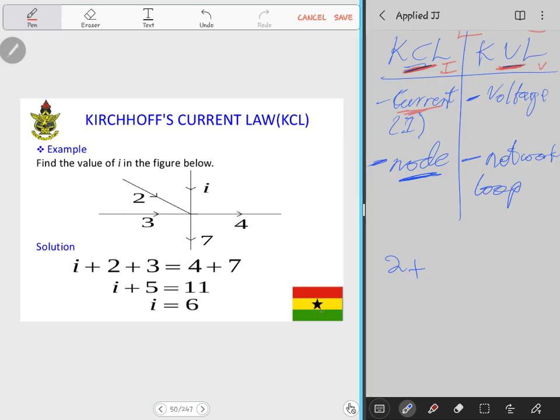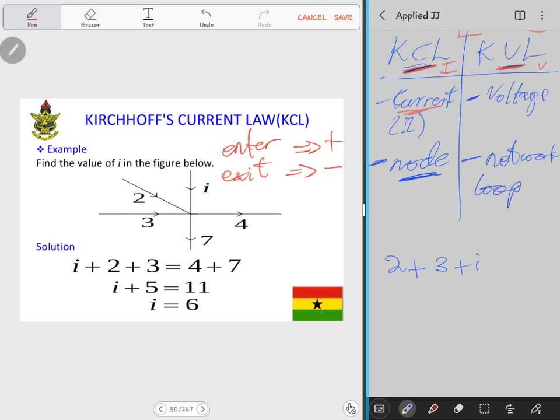But here's the case where entering, let me do this. Entering implies positive, and exiting implies negative, right? So I'm entering, I have 2, I have 3, what again? And then I have I, right?